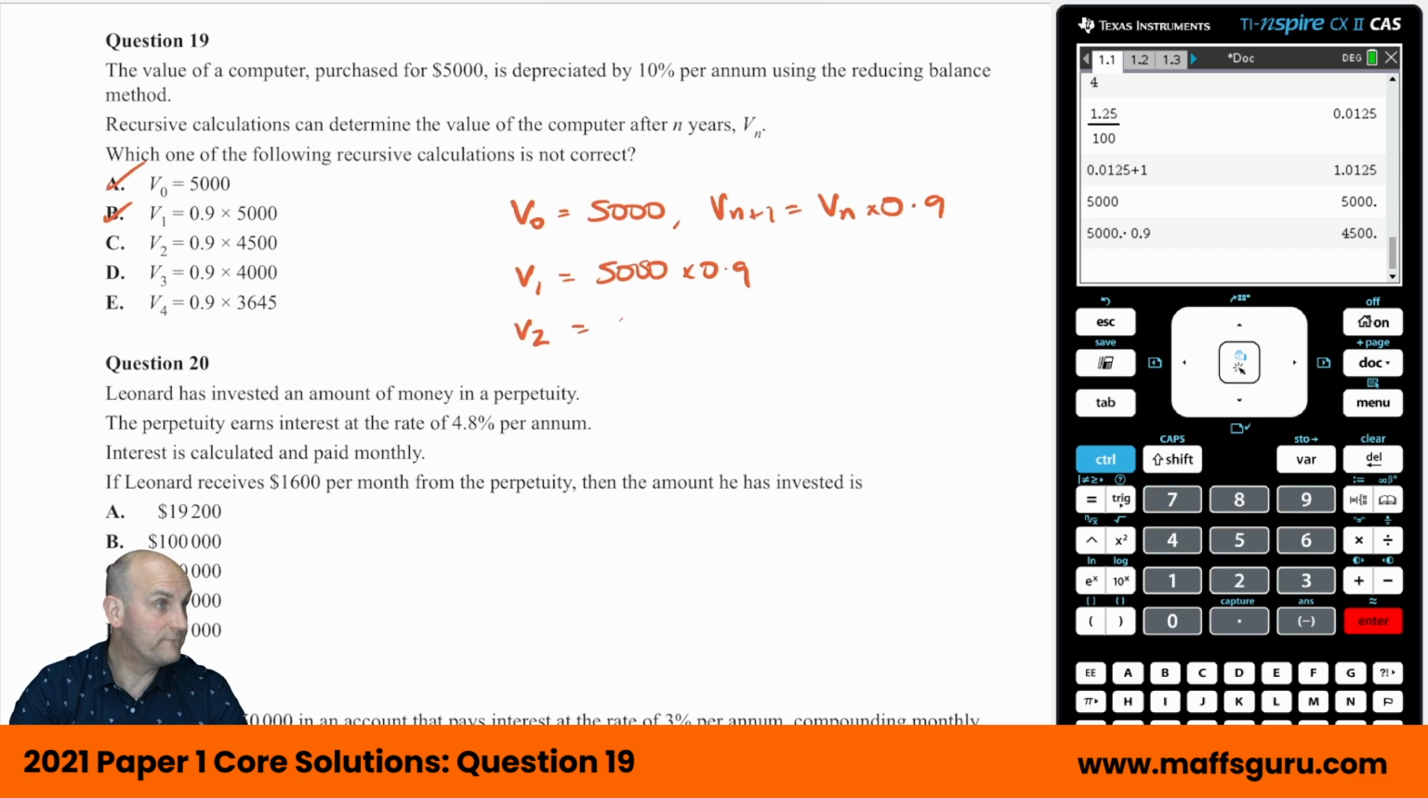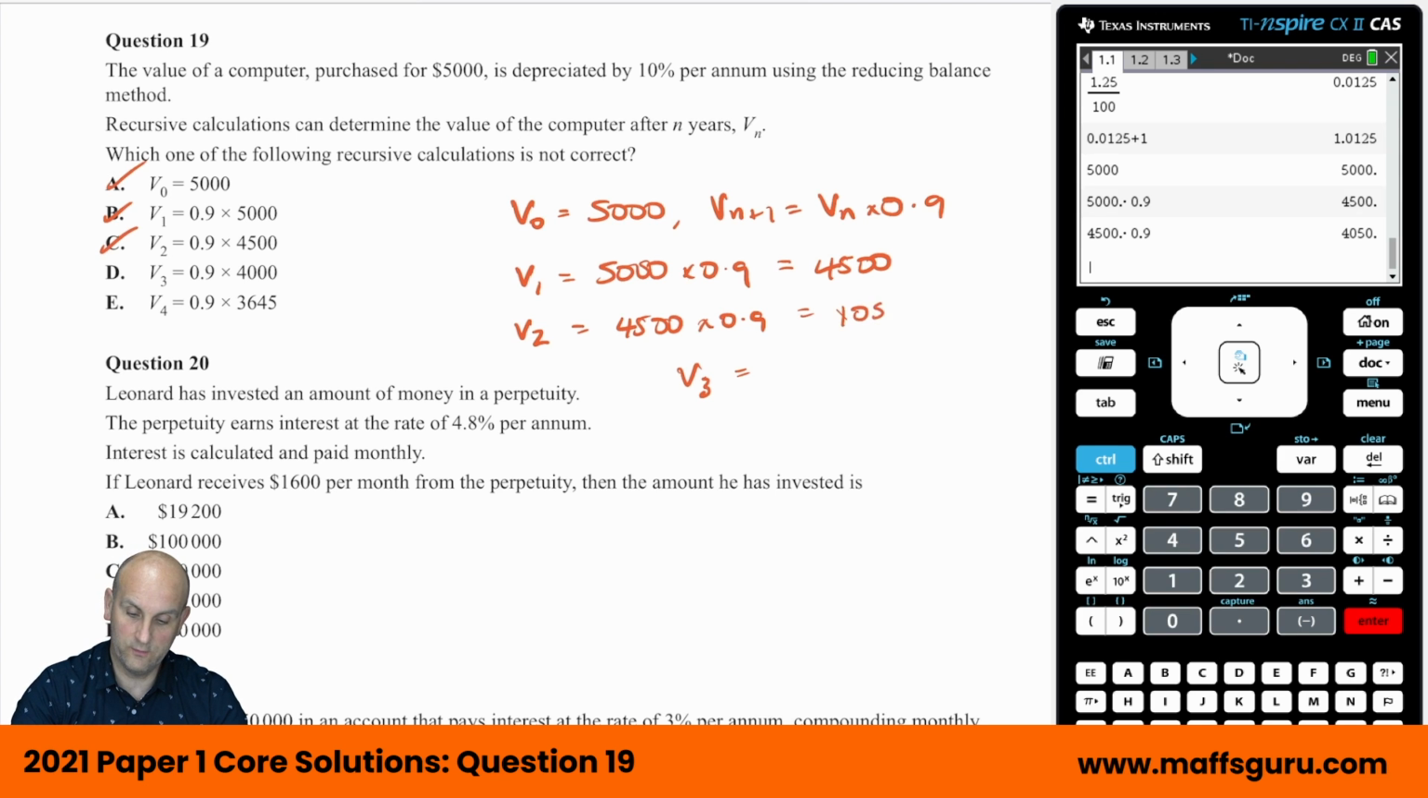V2 would be 4,500 times 0.9, because that's my answer there. Remember, recursively, I take the previous value and multiply it. So 0.9 times 4,500 is correct. Hit enter. 4050. Aha.